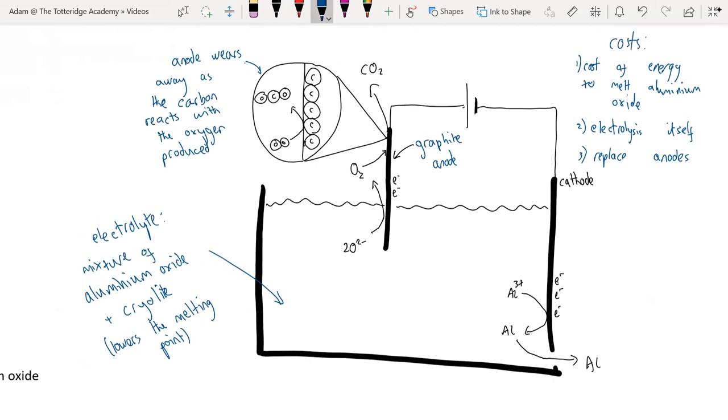Never just say, oh, it's expensive. You've got to say why. So you say it's expensive because you need a lot of energy to melt the aluminium oxide. It's expensive because the electrolysis itself requires quite a lot of energy. It's expensive because you need to replace the anodes over time. All right, what I'd like you to do is pause your video and copy down all of this, and that will serve you as notes and support for the questions which are about to come up.